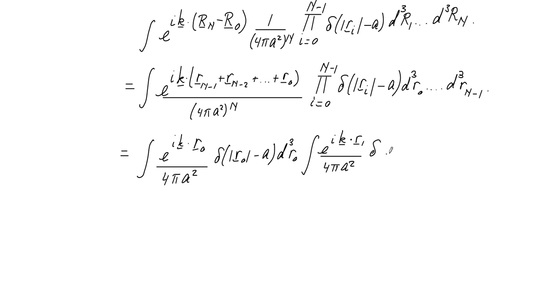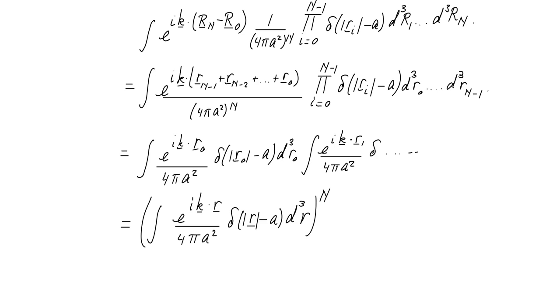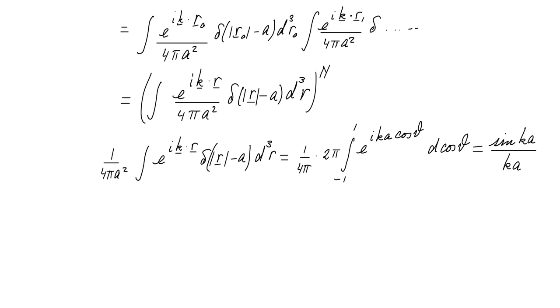We have a delta function, and so on and so on. All these integrals have different integration variables, but that doesn't matter for the result. In the end, we have one type of integral, and we raise that to the power n, and so it remains to evaluate this integral. And as you can see, it's just an integral over a surface of this exponential factor. So let's evaluate that integral.